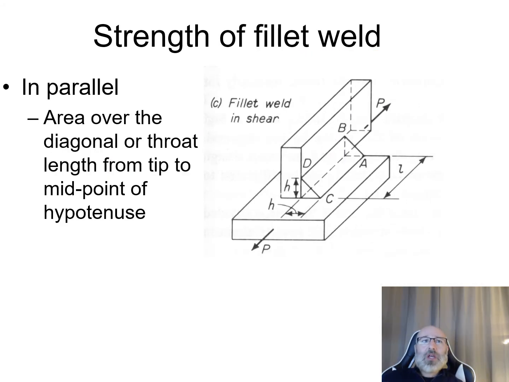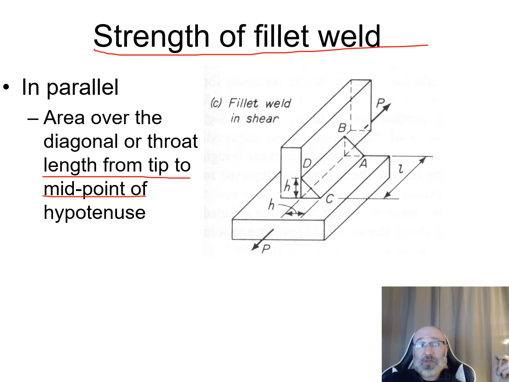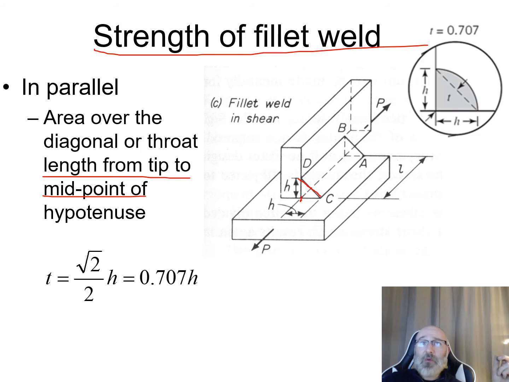So now let's take a look at some calculations and equations for the strength of our fillet. For this, we have the area, if we're talking about in parallel, the area over the diagonal or throat length from the tip to the midpoint of our hypotenuse. So if this is our hypotenuse here, and this down here is our tip, if we zoom in on that, what we have here is that distance from here to that midpoint. That is our T value.